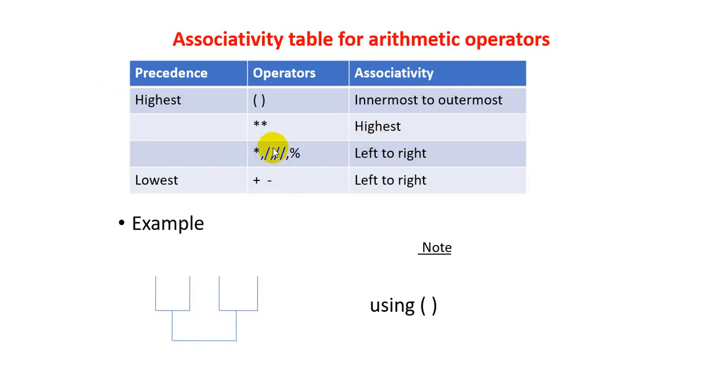Next, star, slash, double slash, and modulo: the associativity is left to right. The lowest are plus and minus. Among the arithmetic operators, plus and minus are the lowest, so the associativity is left to right. We'll see an example.